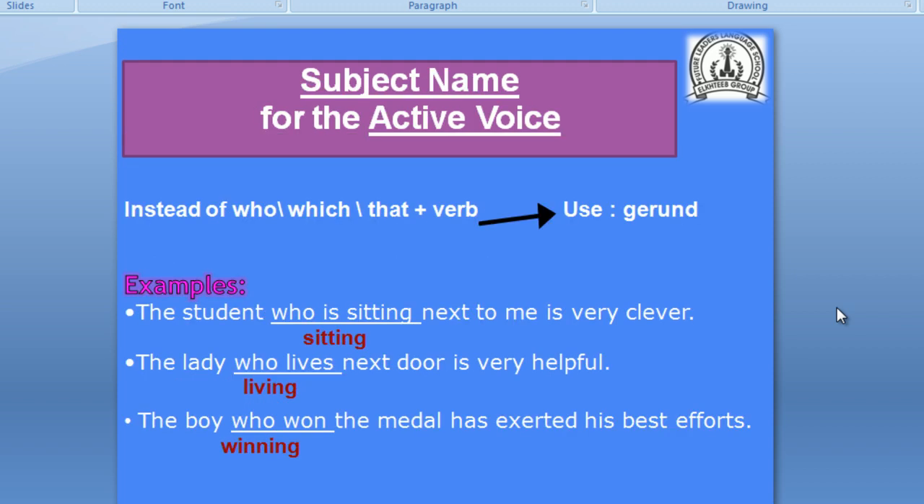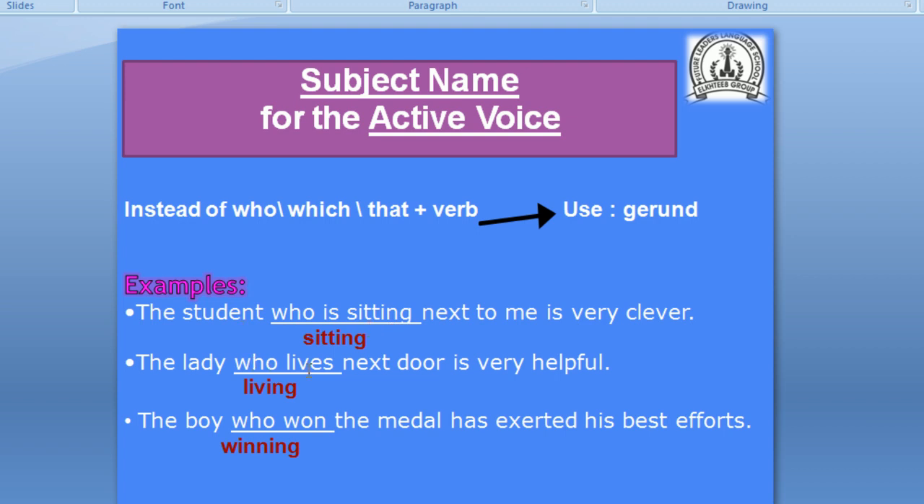Now with the subject name. We can use it instead of who or which or that plus verb. Instead we use gerund. But remember, only in the active voice. Let me explain it for you. The student who is sitting next to me is very clever. I can drop who is sitting and say the student sitting.